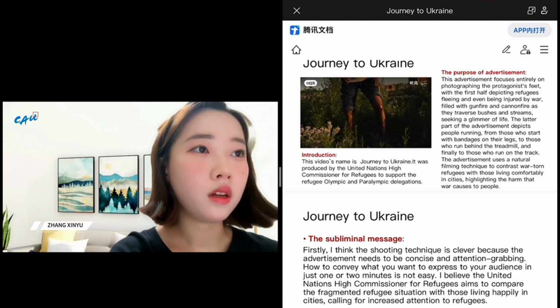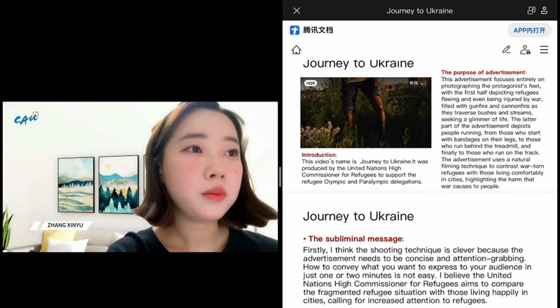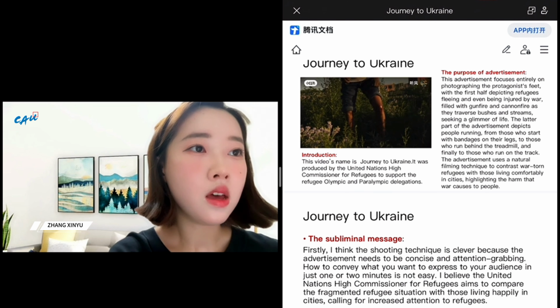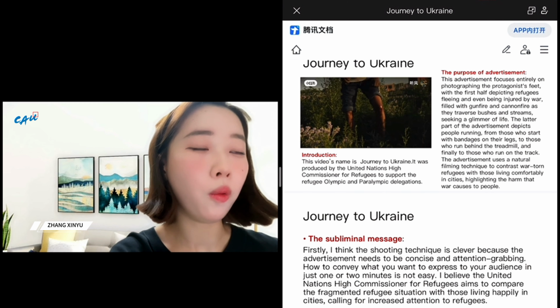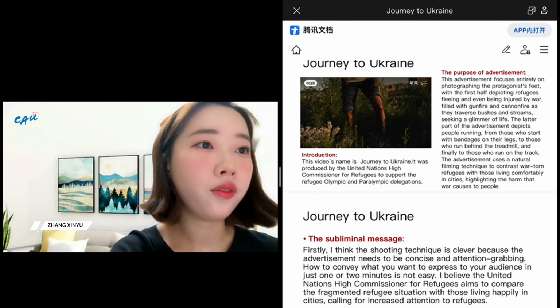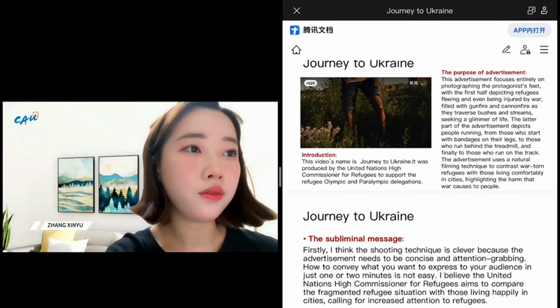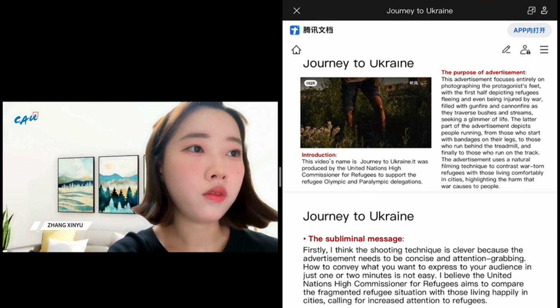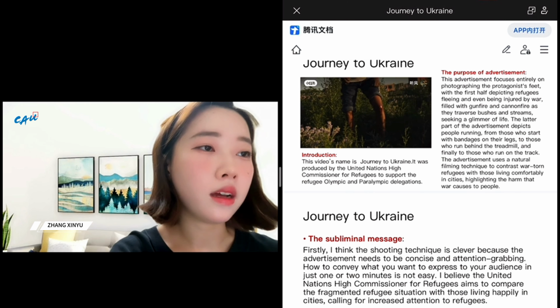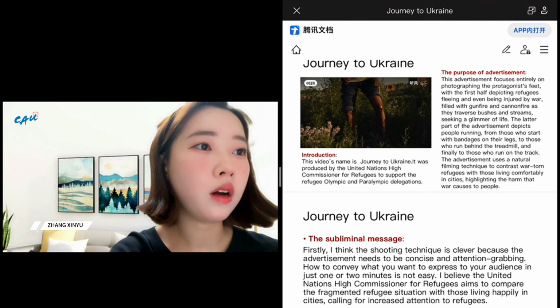And the purpose of this advertisement focuses entirely on photographing the protagonist's feet, with the first half depicting refugees feeling and even being injured by war, filled with gunfire and cannon fire as they traverse bushes and streams, seeking a glimmer of life. The later part of this advertisement depicts people running, from those who start with bandages on their legs, to those who run behind the treadmill, and finally to those who run on the track.